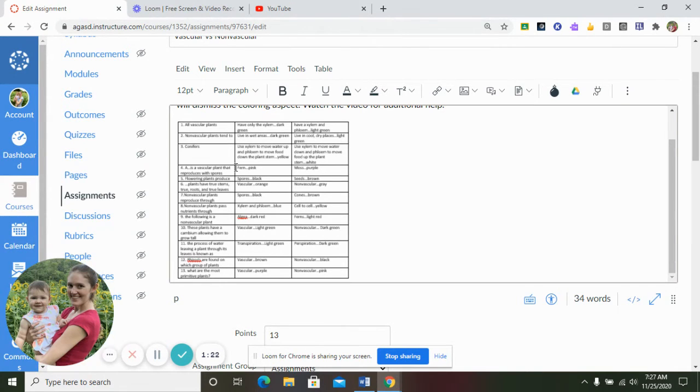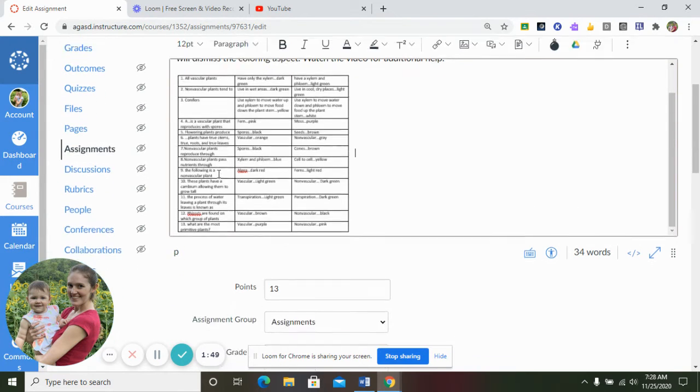Conifers, these are like pine trees, use xylem to move water up and phloem to move food down the plant stem, or use xylem to move water down and phloem to move food up. Well, whenever you're talking about a plant using water, it always takes the water from the roots all the way up to the top to the leaves. So it's going to use the xylem to move water up, and phloem is going to move the plant food down.